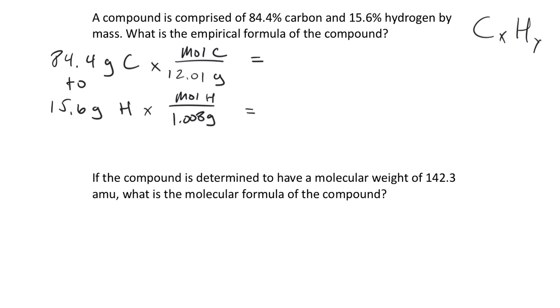So if I take 84.4, divide by 12.01, I get 7.03. I'll even write the extra digit, 7.027. Now that's still going to be in ratio. I like to keep the idea that this is the ratio to the amount of hydrogen in the sample. 15.6 divided by 1.008, I get 15.48.